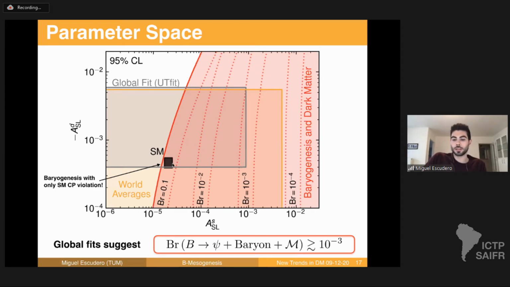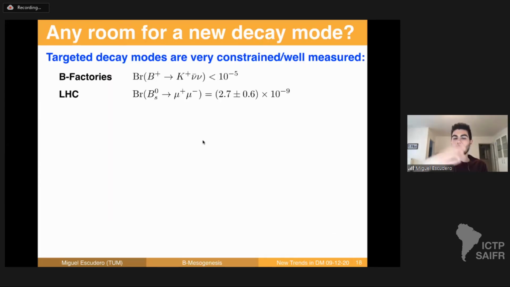Soon we will see. So, I've been talking about this new decay mode, and you may be wondering, well, but we know the B-meson system very well, right? For example, B factories have a sensitivity at the level of 10 to the minus 5 for branching fractions that have missing energy in the final state, like B to K nu. And when there is no missing energy in the final state, like B to mu mu, the sensitivity is at the level of 10 to the minus 10. So we really know the B-meson system really, really well.